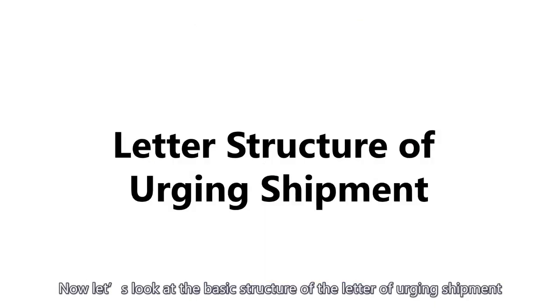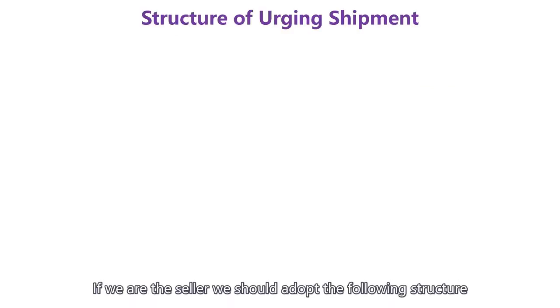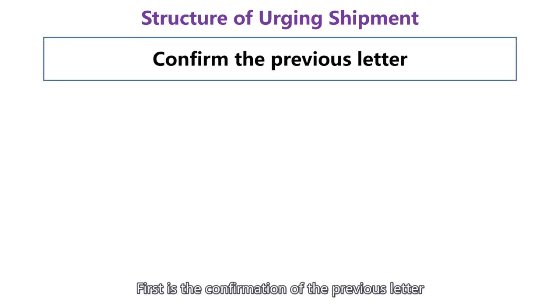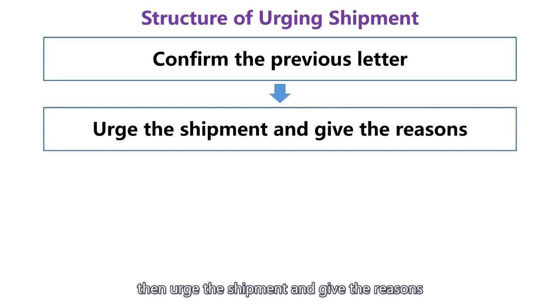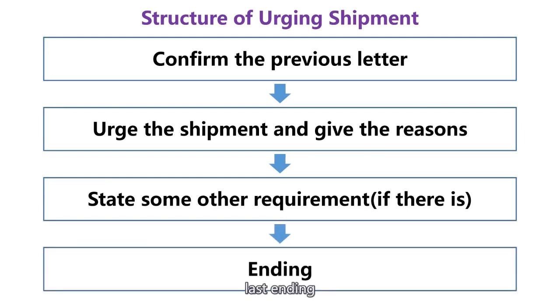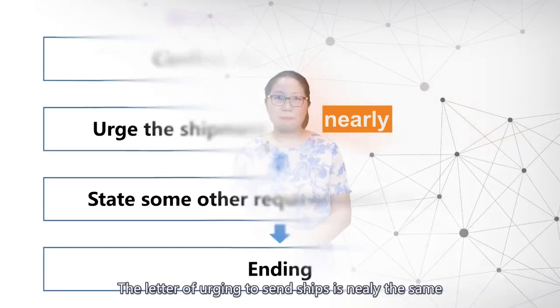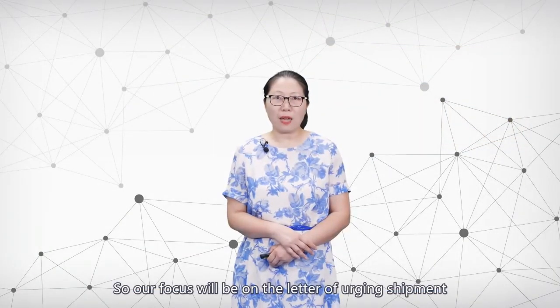Now let's look at the basic structure of the letter of urgent shipment. If we are the seller, we should adopt the following structure. First is the confirmation of the previous letter. Then urge the shipment and give the reasons. Third, state some other requirements, if there are any. Last is the ending. The letter of urging to send ships is nearly the same, so our focus will be on the letter of urging shipment. Now we will explain it one by one.